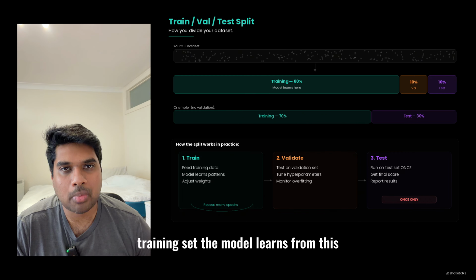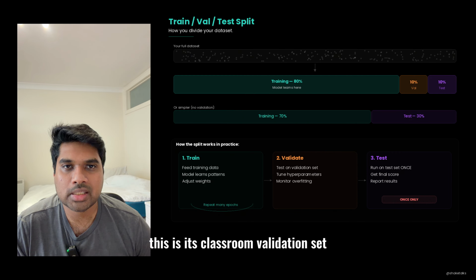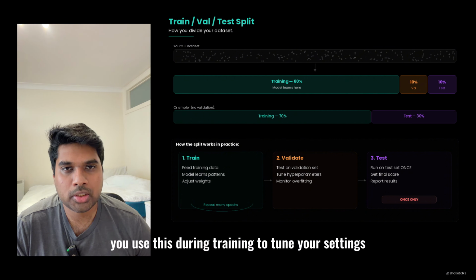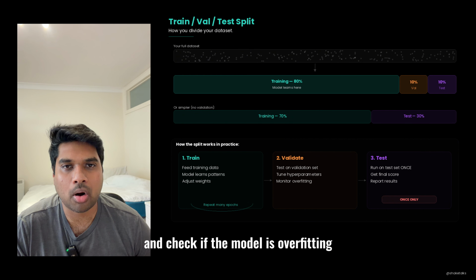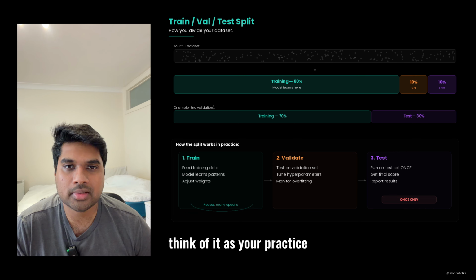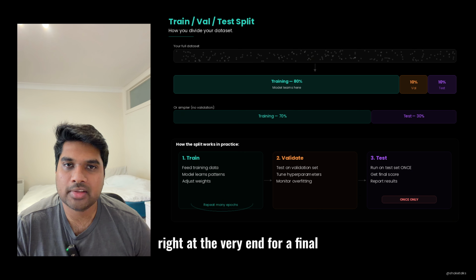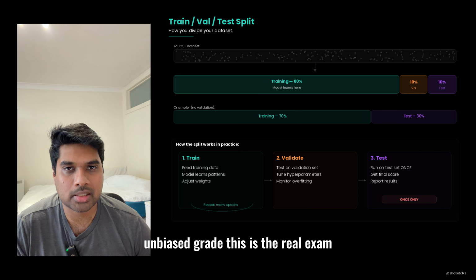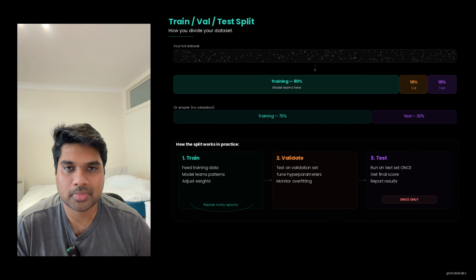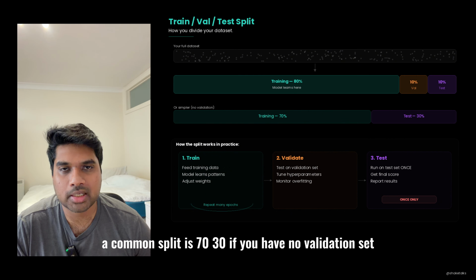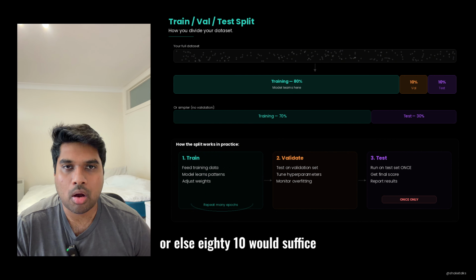Training set, the model learns from this. This is its classroom. Validation set, you use this during training to tune your settings and check if the model is overfitting. Think of it as your practice exams. And test set, you touch this once right at the very end for a final unbiased grade. This is the real exam. A common split is 70-30 if you have no validation set, or else 80-10-10 would suffice.